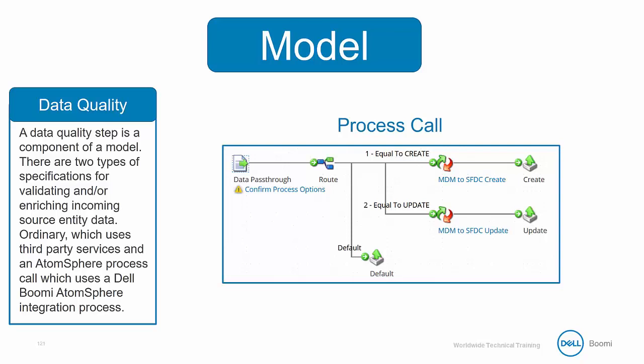Any records that cause errors to occur will be sent to the quarantine area for your data steward to manually verify. Over time, the data steward will be able to identify common problems, add a fix into the process called by the data quality steps, and then that error will be fixed automatically in the future. Anything that is possible within the Atomsphere platform is possible within the process call data quality step.